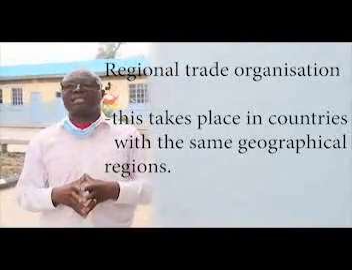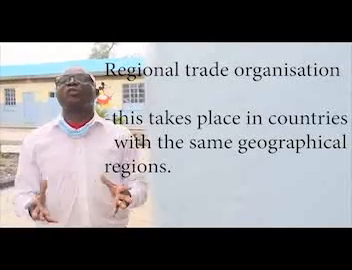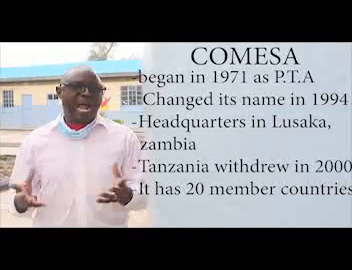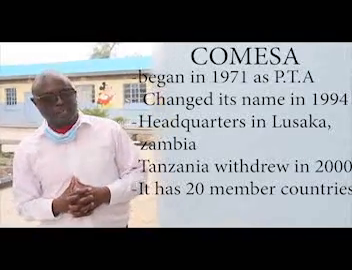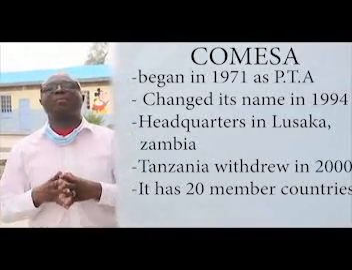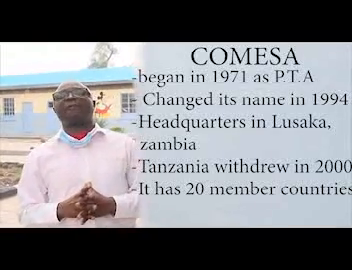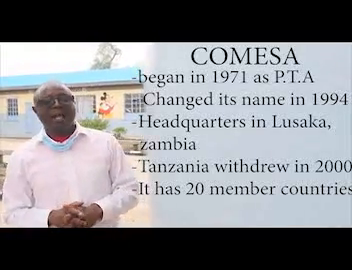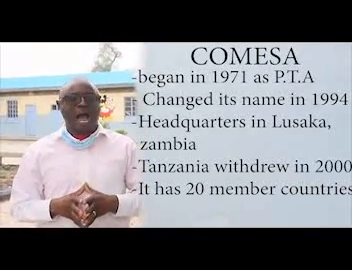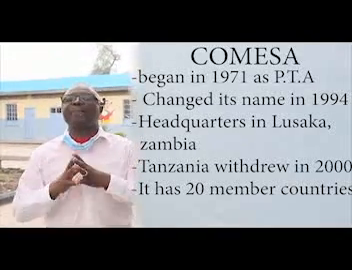In short, COMESA, Common Market for Eastern and Southern Africa. COMESA was established in 1981, and it started as a Preferential Trade Area, in short, PTA. But it later changed its name to COMESA, the Common Market for Eastern and Southern Africa, in the year 1994. COMESA is the largest trade block in Africa, and it has its headquarters in Lusaka, in Zambia.